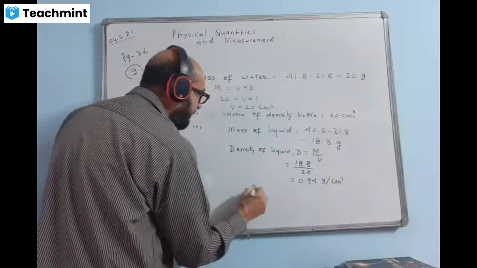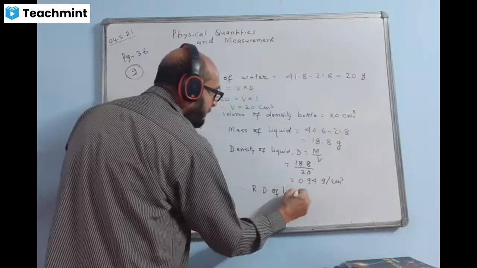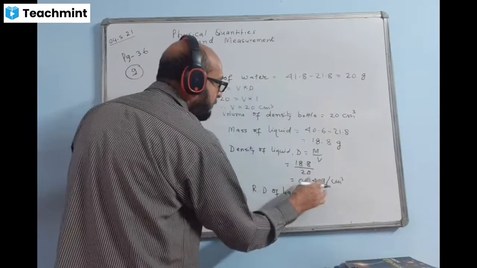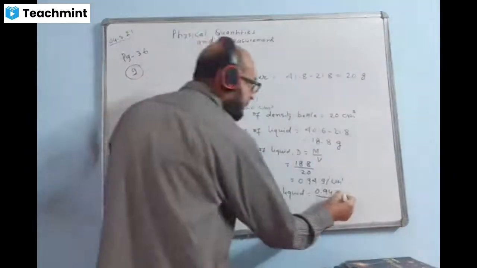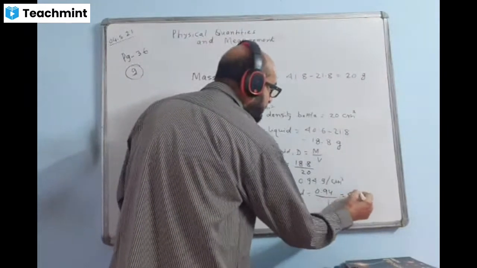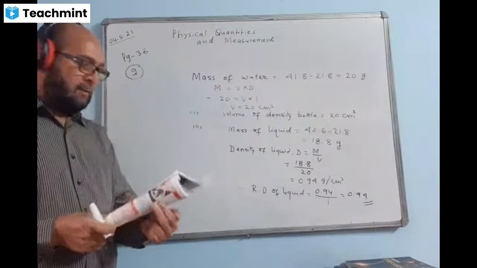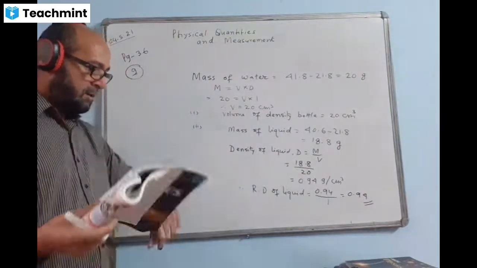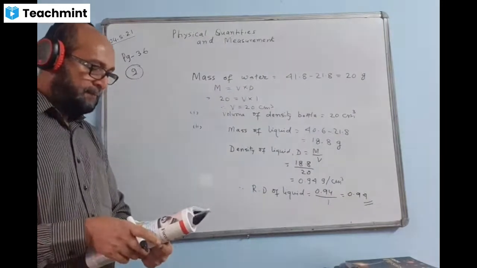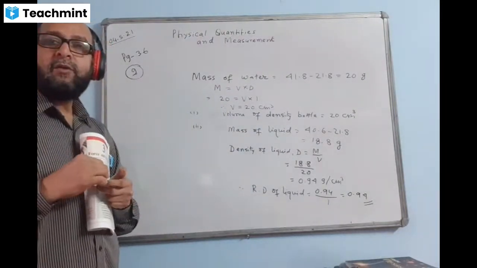Therefore, relative density value will come. Therefore, RD of liquid will be equal to this value 0.94 divided by density of water, which is 1. Without any unit, you get answer 0.94. So this is the solution for question number 9.